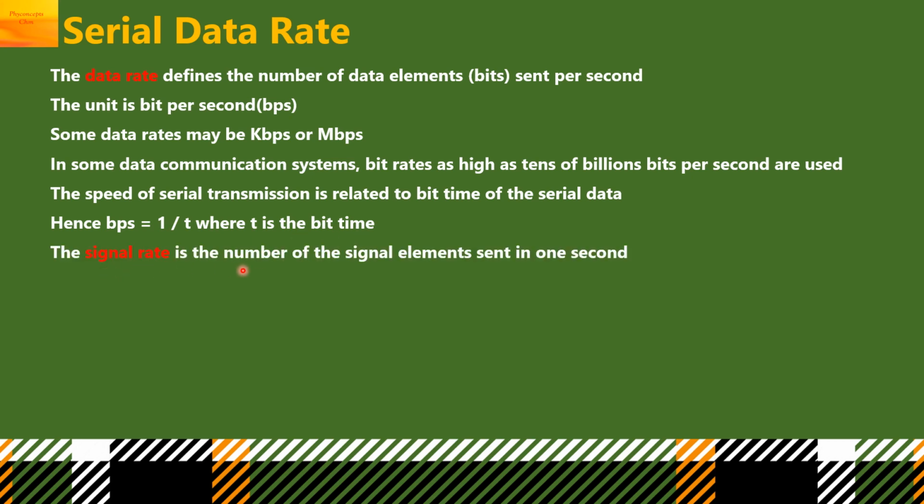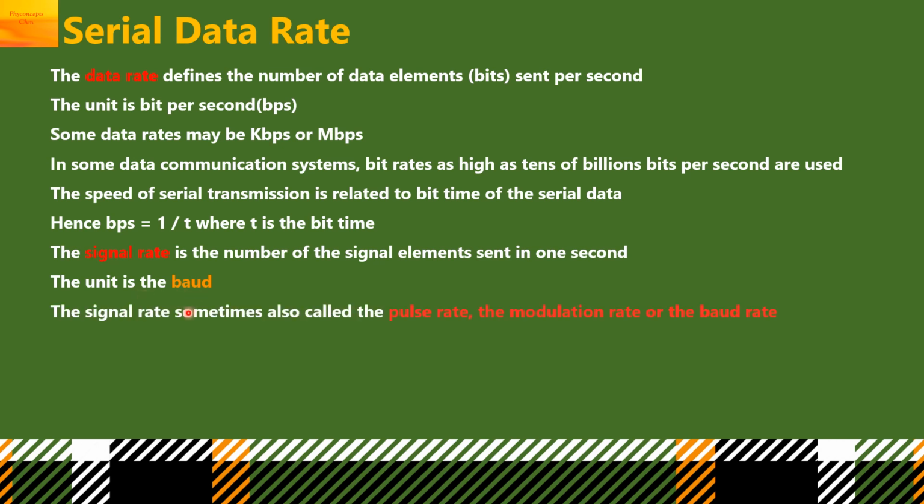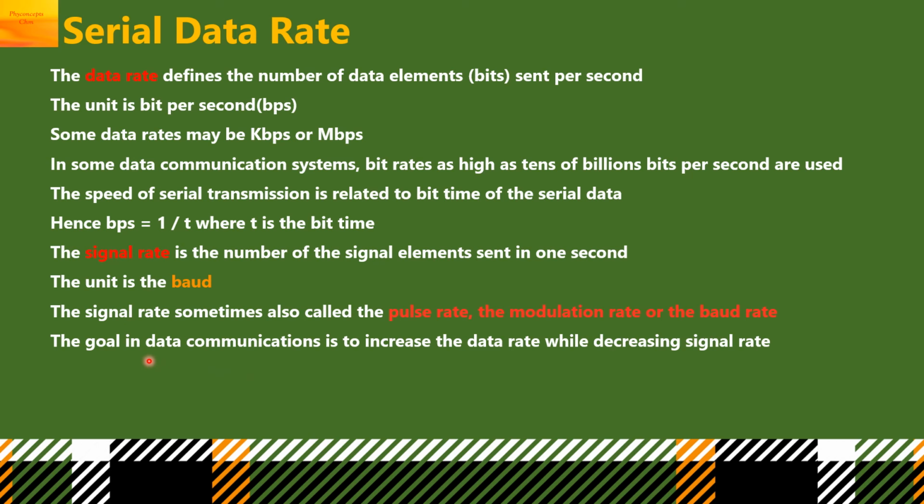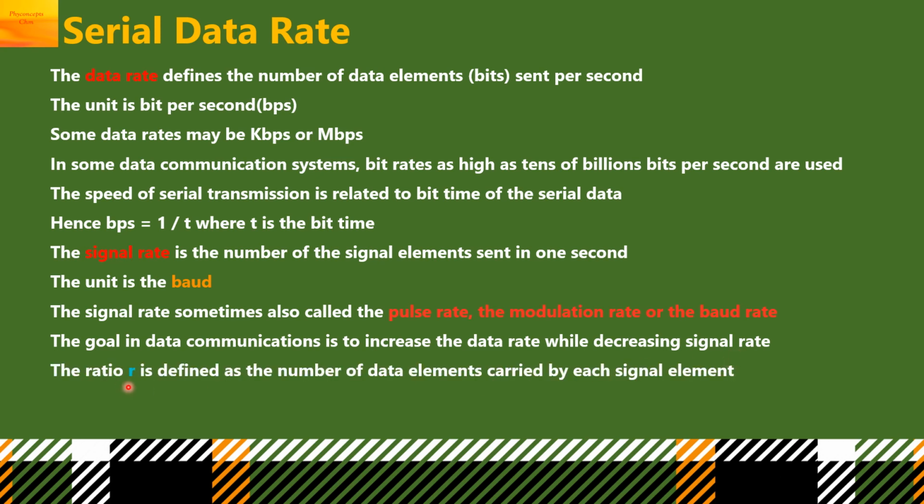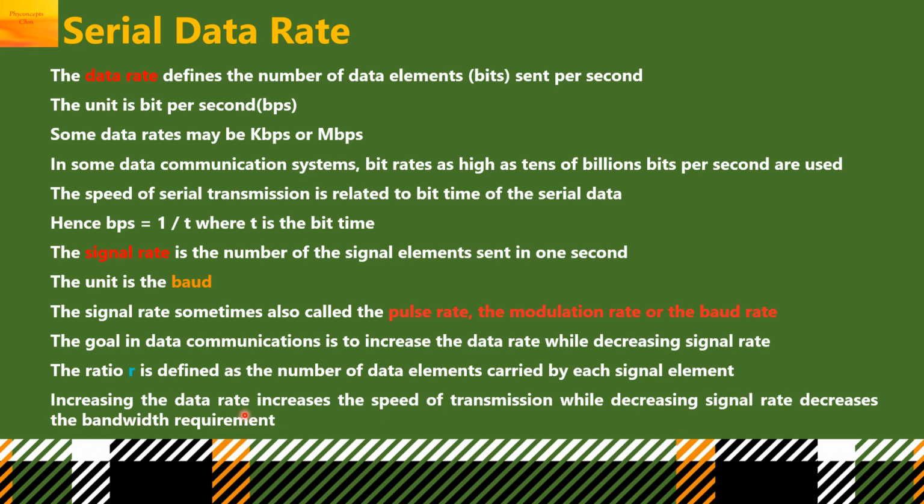The signal rate is the number of signal elements sent in 1 second. The unit is baud. The signal rate is sometimes also called the pulse rate, modulation rate, or the baud rate. The goal in data communications is to increase the data rate while decreasing the signal rate. The ratio R is defined as the number of data elements carried by each signal element. Increasing the data rate increases the speed of transmission, while decreasing the signal rate decreases the bandwidth requirement.